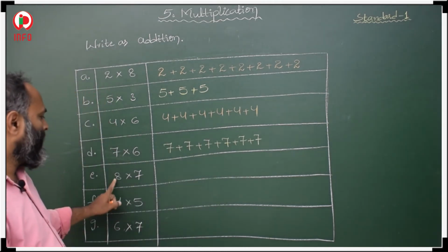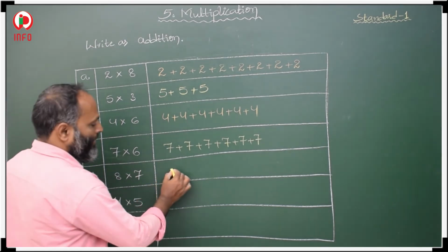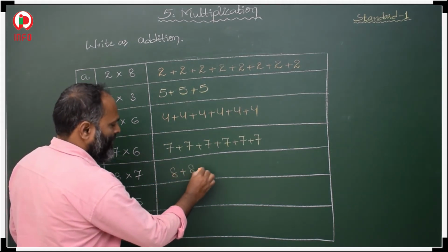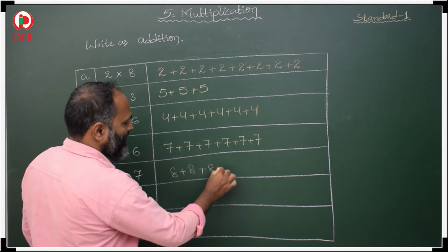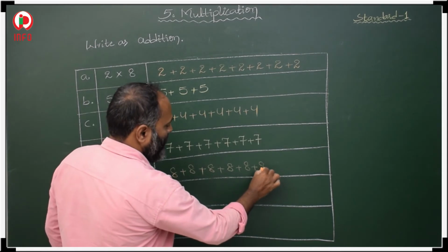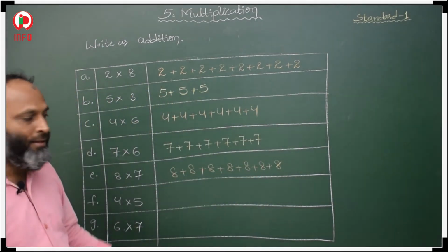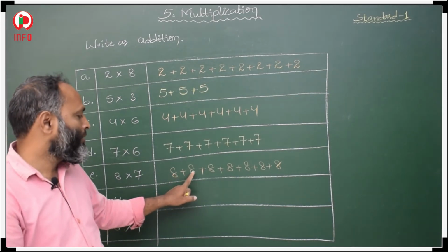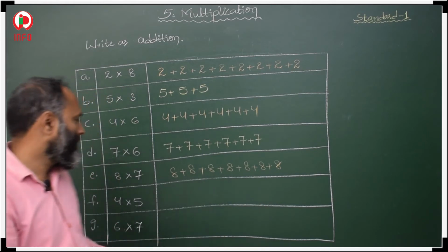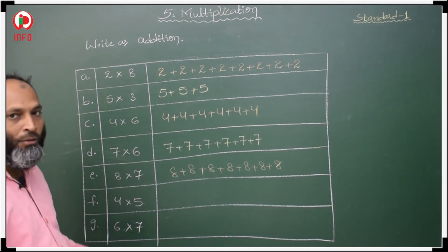Now 8 into 7. 8, 7 times. 8 plus 8 plus 8 plus 8 plus 8 plus 8 plus 8. Now we check. 1, 2, 3, 4, 5, 6, 7 times. 8 into 7. Then 4 into 5.